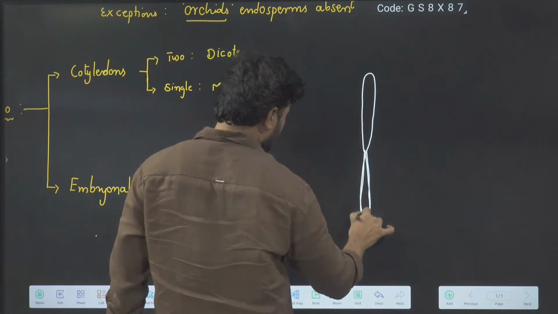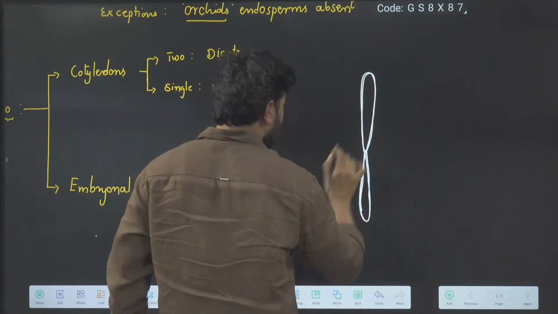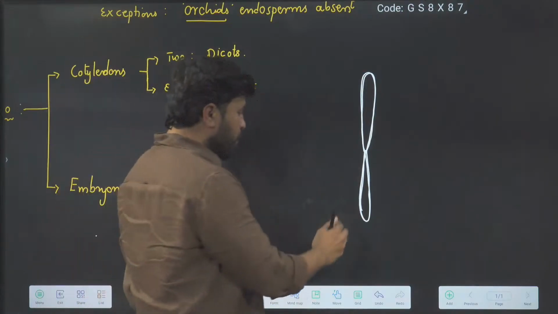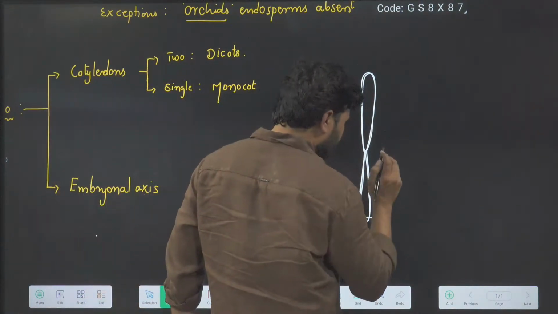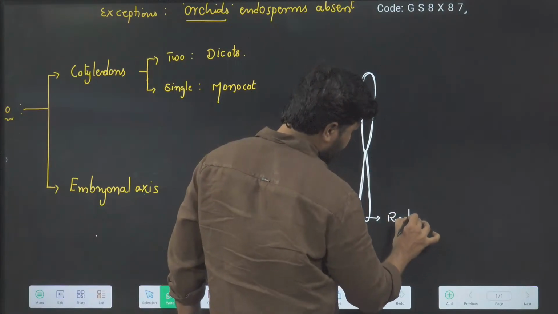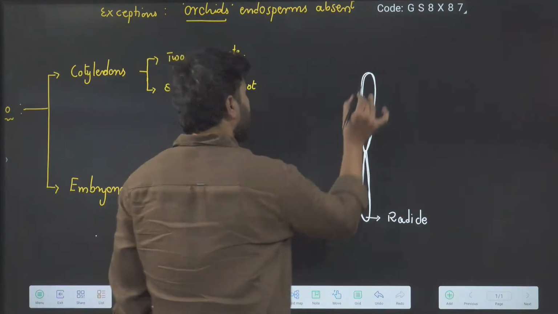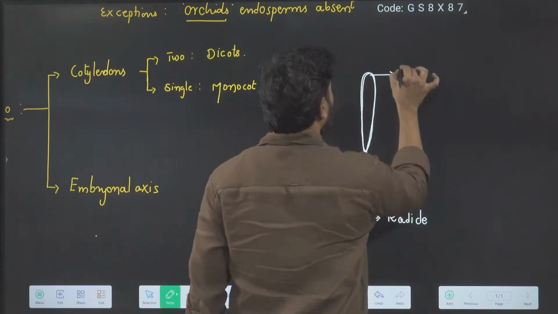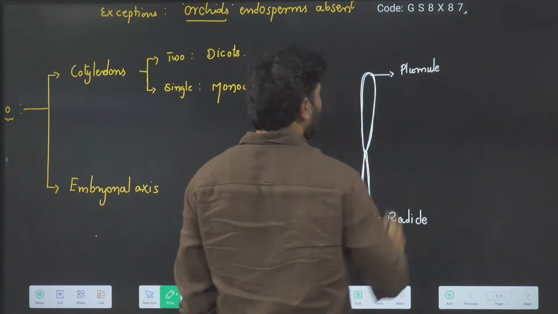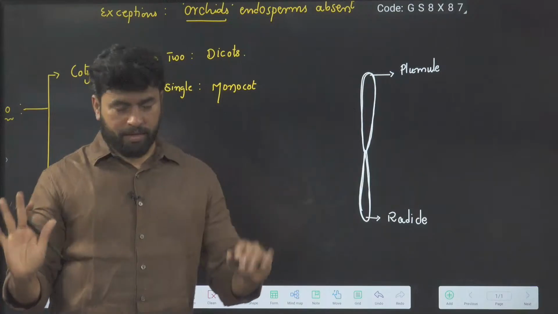Don't mistake it for a chromosome. It is an embryonal axis. In the embryonal axis, it's an elongated body. The lower end I am considering as the radicle, which in future will be converted into the root system. The upper tip I am calling the plumule. You can call the plumule the shoot tip and the radicle the root tip. No worries at all.